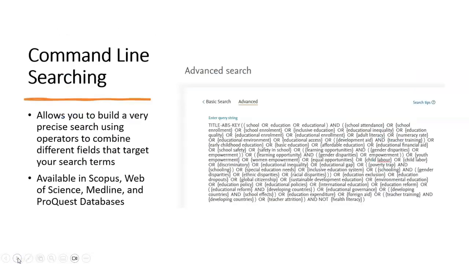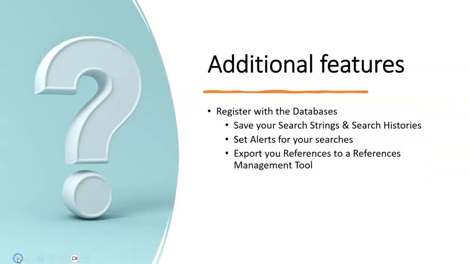There's also an option in some of them of command line searching, and this allows you to build a very precise search using operators to combine different fields that target your search terms. That's available in Scopus, Web of Science, Medline, ProQuest databases, and there's full instruction on that as well. The one on the right is just an example of what a search like that might look like. So, very thorough, very precise searching.